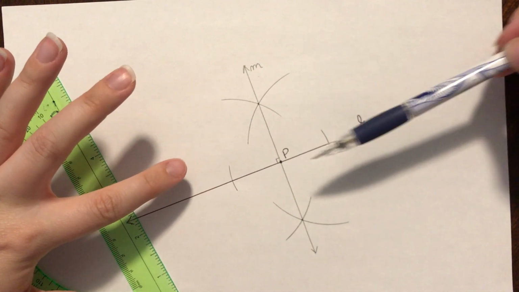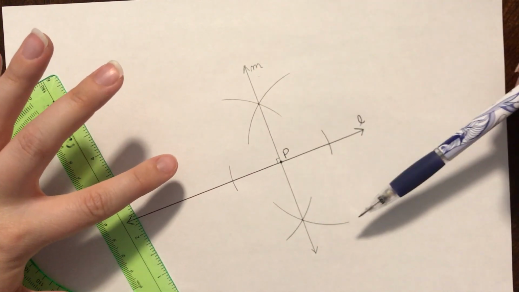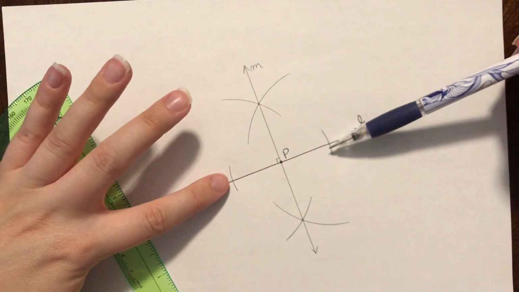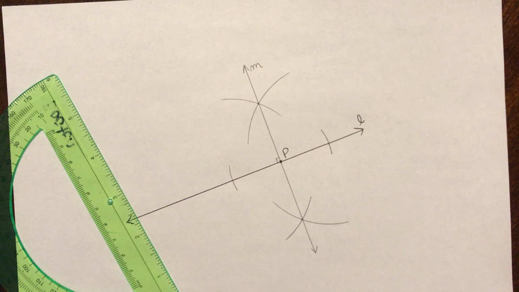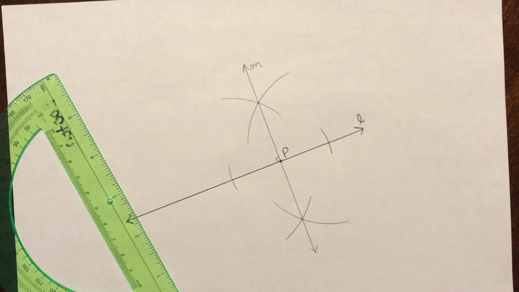So all you have is your 2 initial arcs with a radius length. Make your radius a little bigger so it's at least halfway. Arc above and below for both with your points here. Get that intersection, draw the line, and that's how you construct a line perpendicular to another line through a point on the line.